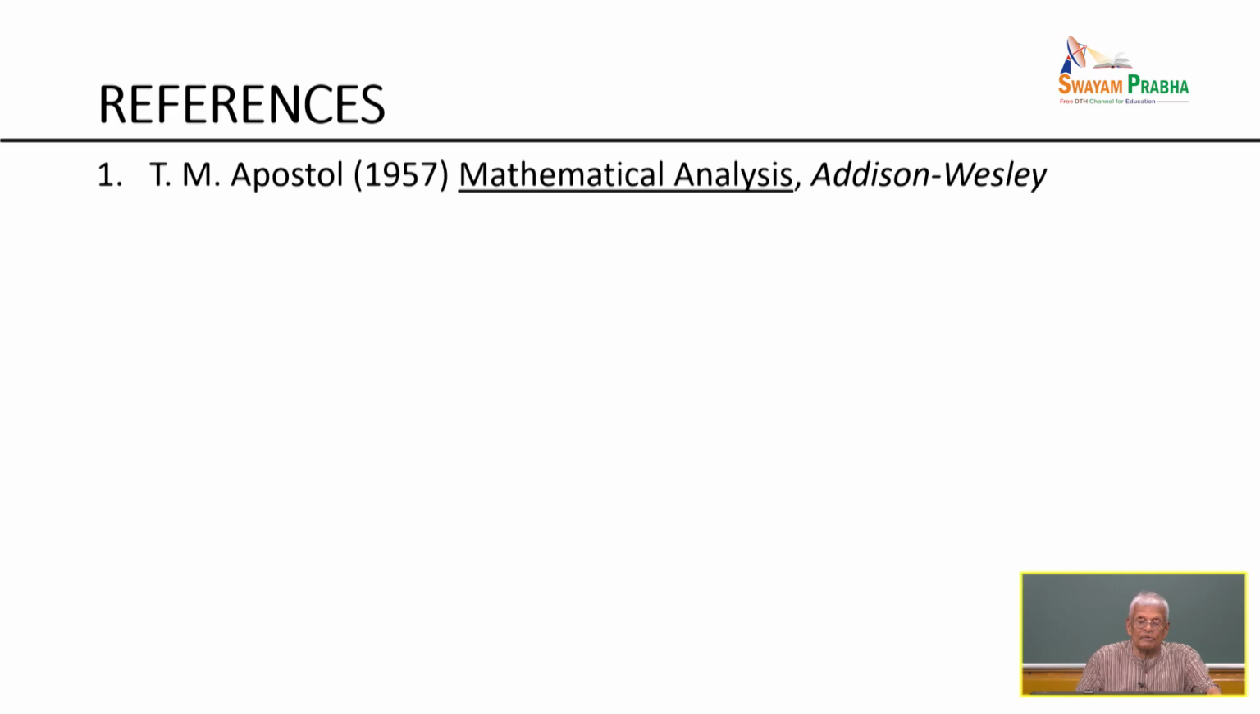That finishes our exposure to multivariate calculus. A very good book is a book by Apostol, 1957. It's a classic book. It's one of the very good books. I'm sure your library has it.